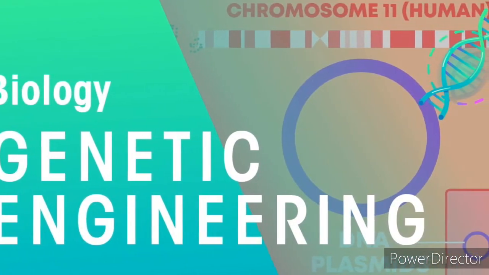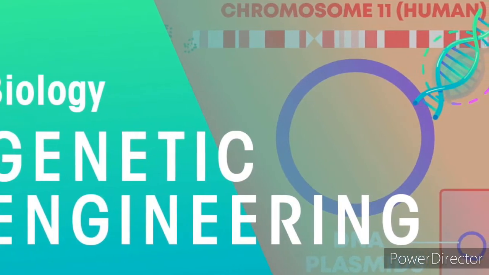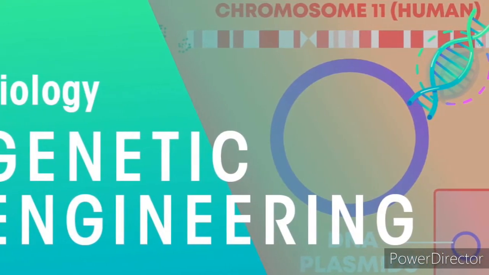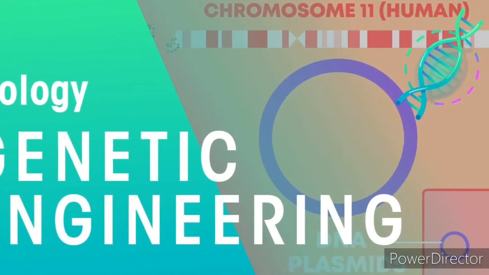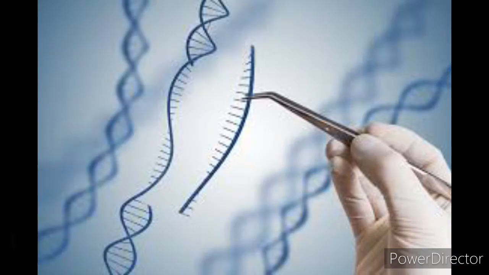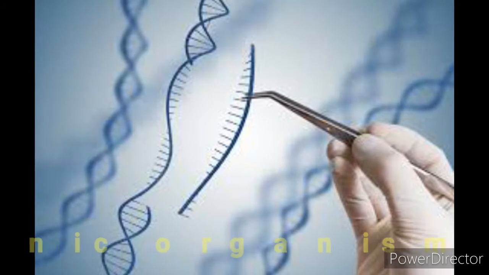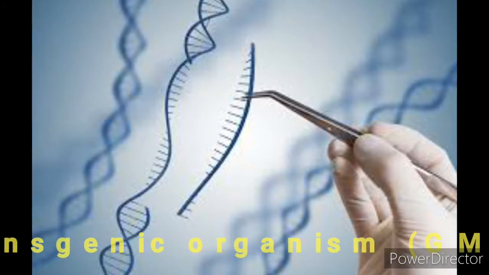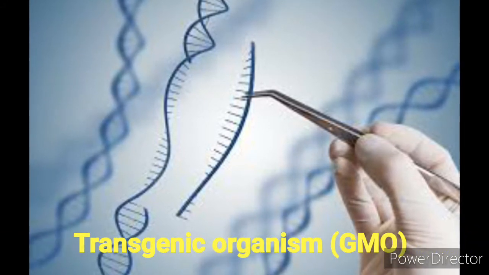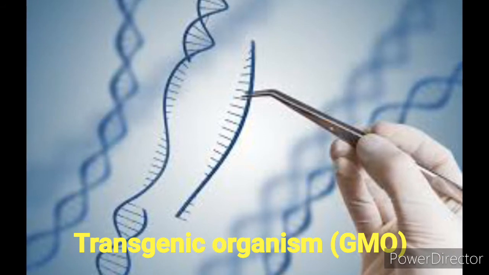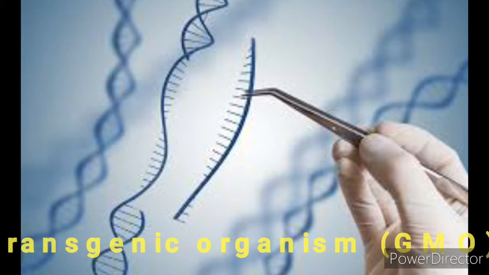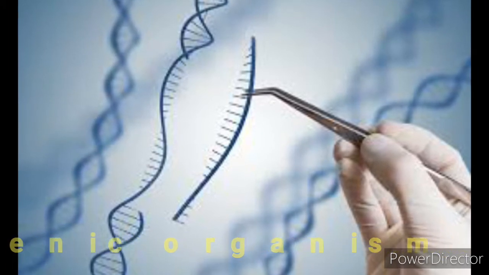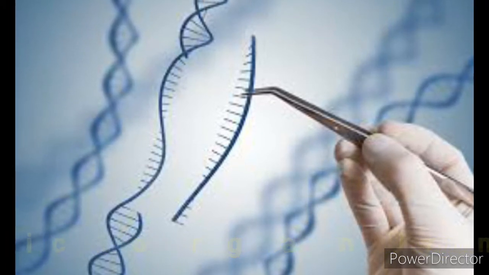It is a process of taking a gene from one cell, making some changes in the genes, and putting the altered genes back in the original cell. The organisms that have had genetic material removed or inserted in order to change a particular trait are called genetically modified organisms or transgenic organisms.